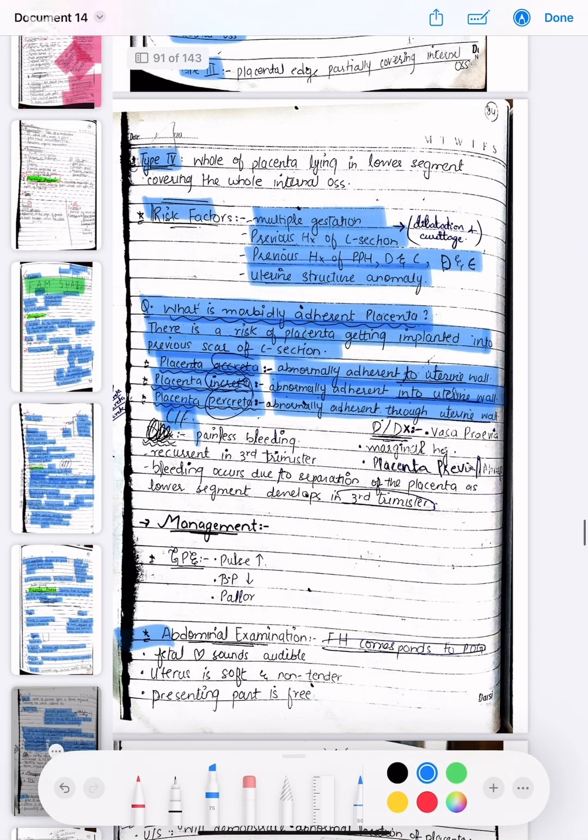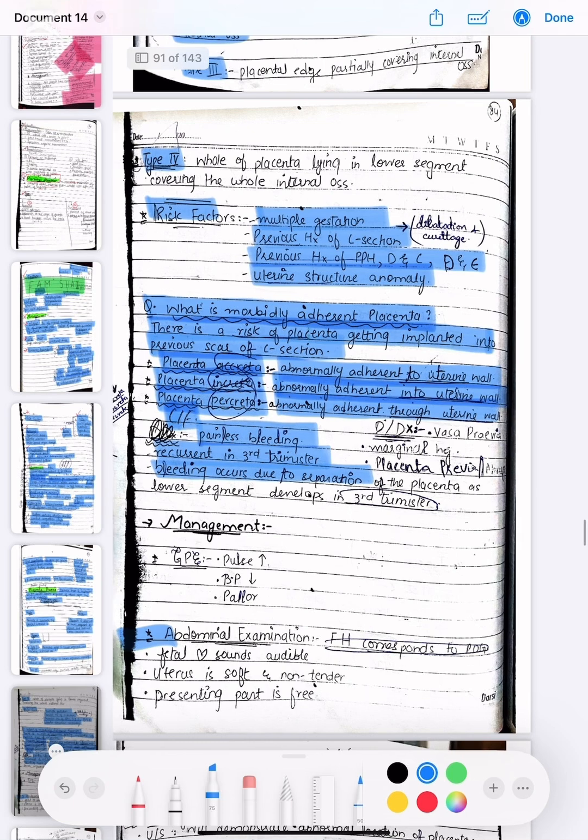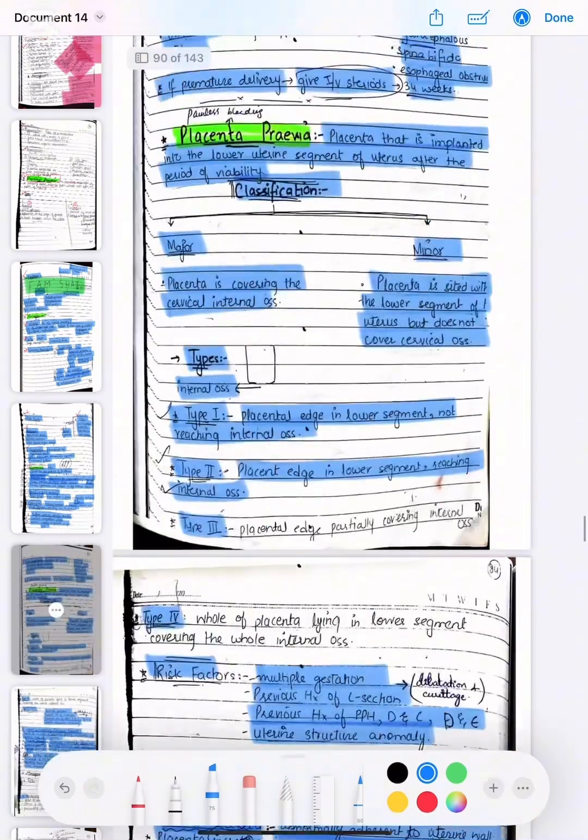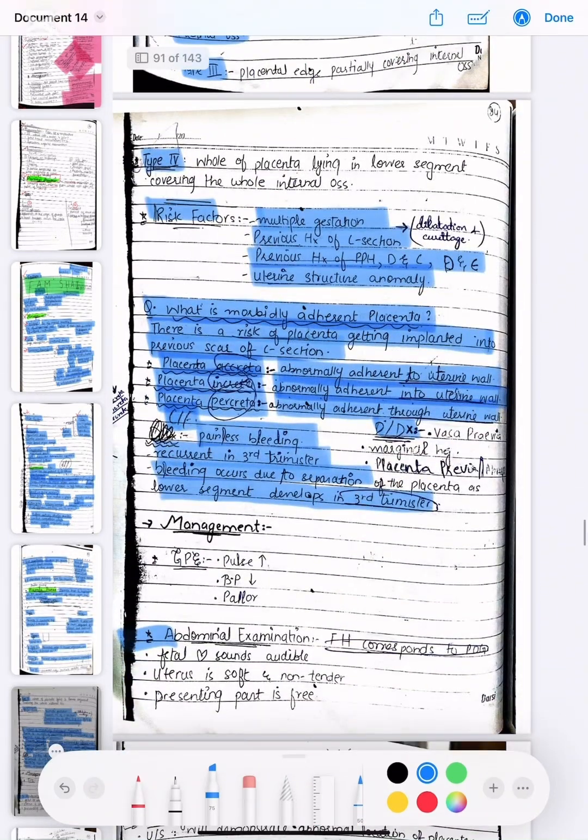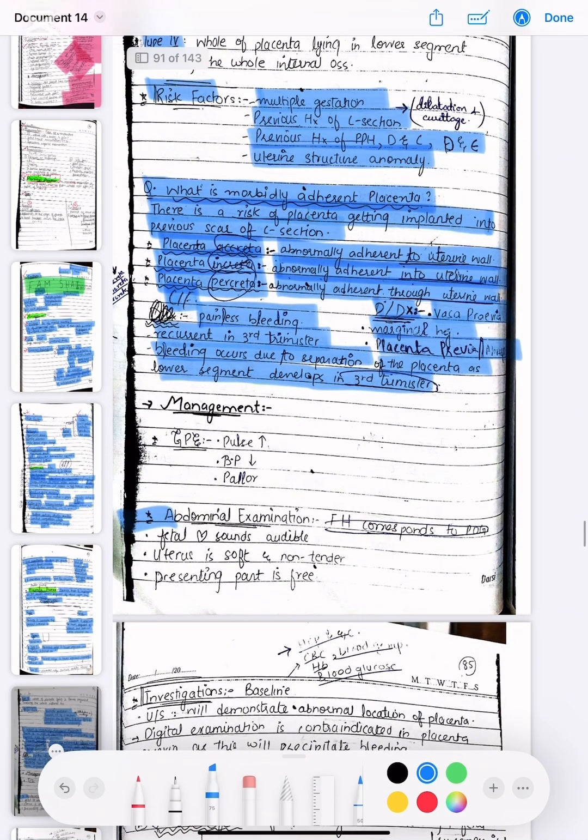The clinical features are painless, recurrent bleeding in the third trimester, and bleeding occurs due to separation of the lower segment which develops in the third trimester. The differential diagnoses of placenta previa are vasa previa, marginal hemorrhage, and abruption of the placenta. Now the management options: first of all, GP is done, that is, pulse is raised, BP is decreased, and the patient is pallor.